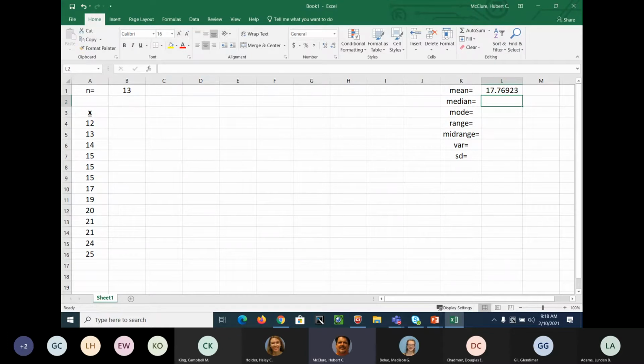Now, what do you mean, Hubert? Well, some people might go, okay, 17.76, and you'll say, okay, the mean is 17.8. And then you go over here and you do x minus x bar, and you take 12 and you minus 17.8. Well, your answer is going to be wrong. I would at least carry it to 5 digits in the calculations because you are going to be asked to round either to the 10th or 100th or 1000th.